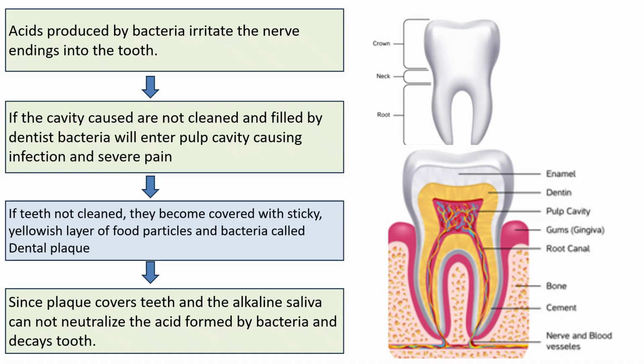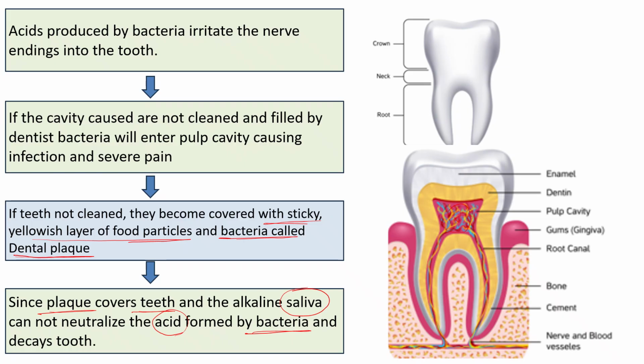So if we do not clean our teeth properly, they become covered with a sticky yellowish layer of food particles and bacteria, and this is called dental plaque. This plaque covers the teeth, and then the saliva cannot act, so it cannot neutralize the acid that the bacteria are producing, and gradually our tooth will keep decaying. That is, it will degrade the layers and form a hole and reach the pulp cavity. So this is dental caries.